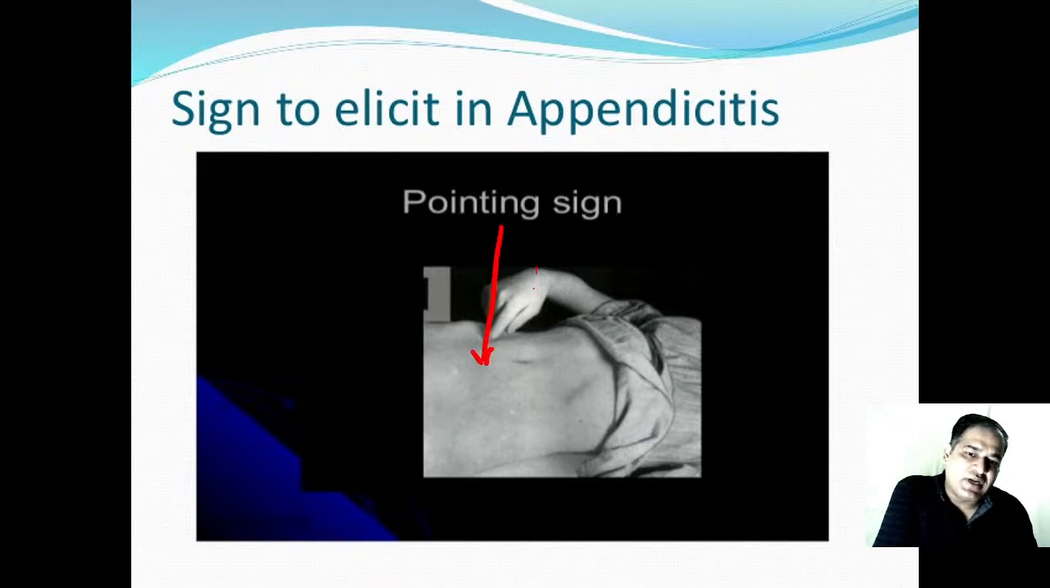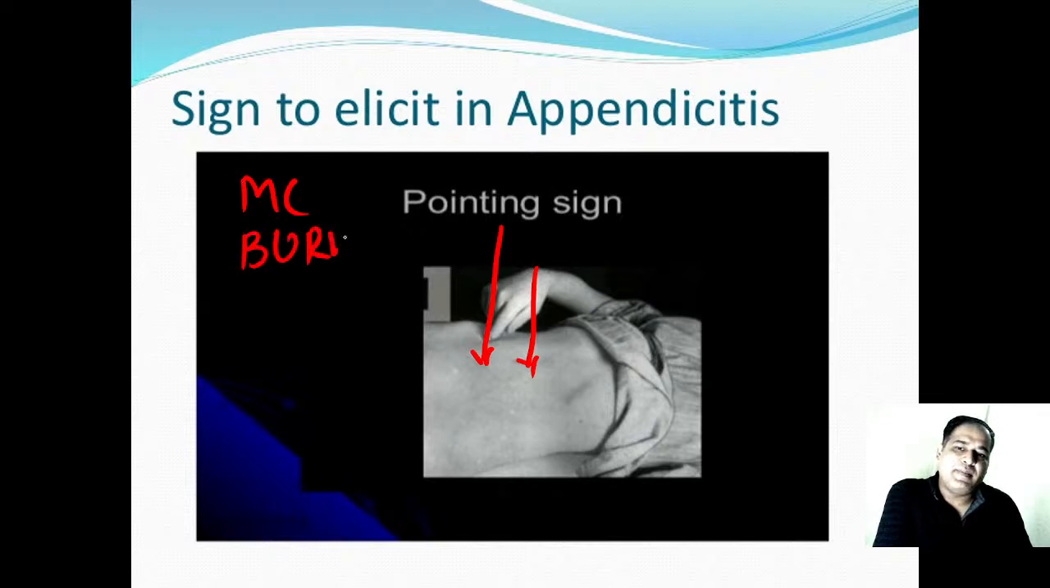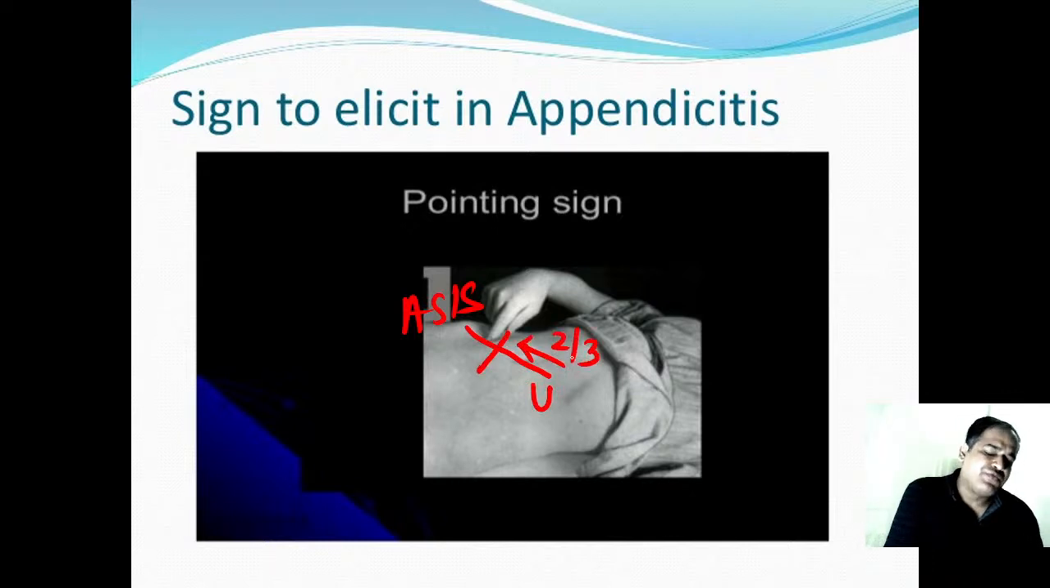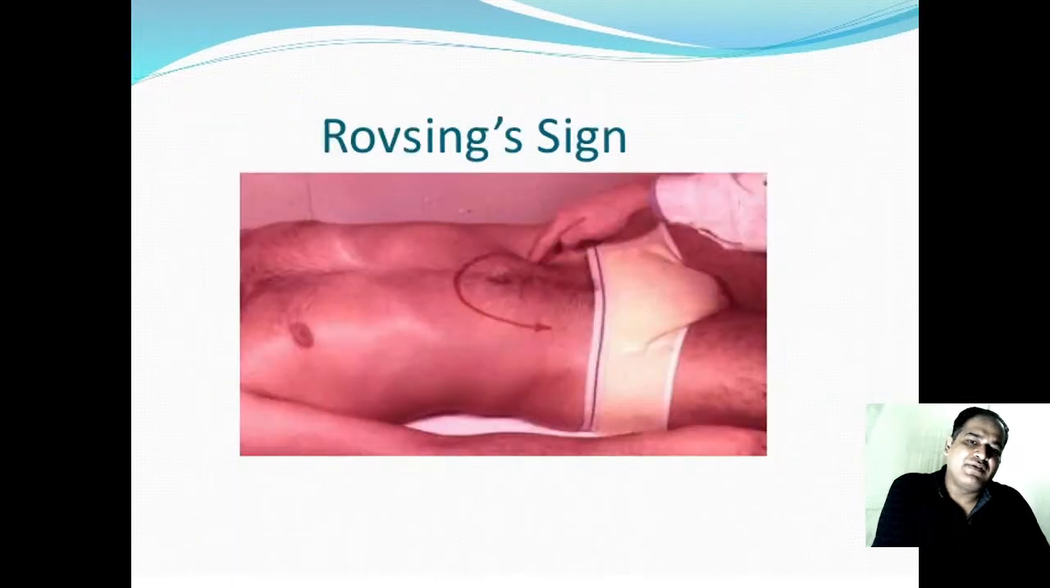Patient will point out where he is having the pain, at McBurney's point. What is McBurney's point? If this is the anterior superior iliac spine, and this is the umbilicus, 2/3 of the distance away from the umbilicus and 1/3 away from the anterior superior iliac spine is McBurney's point, where the patient will be pointing his finger. Fine, that is called the pointing sign.